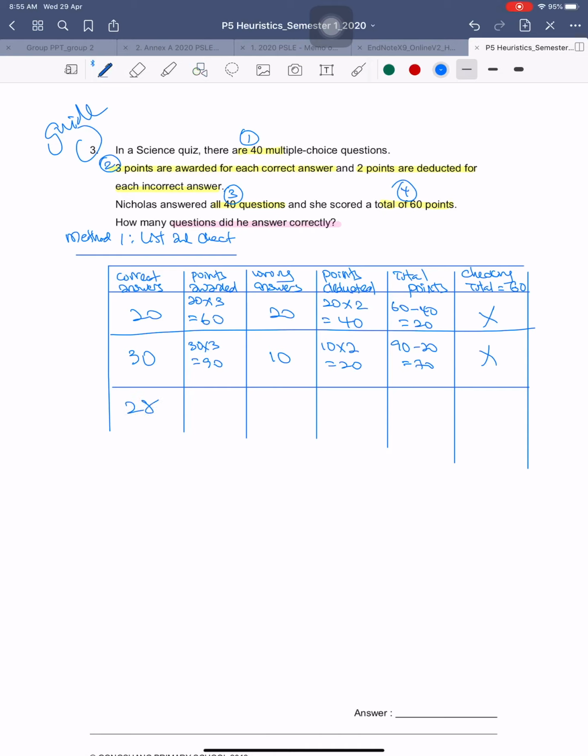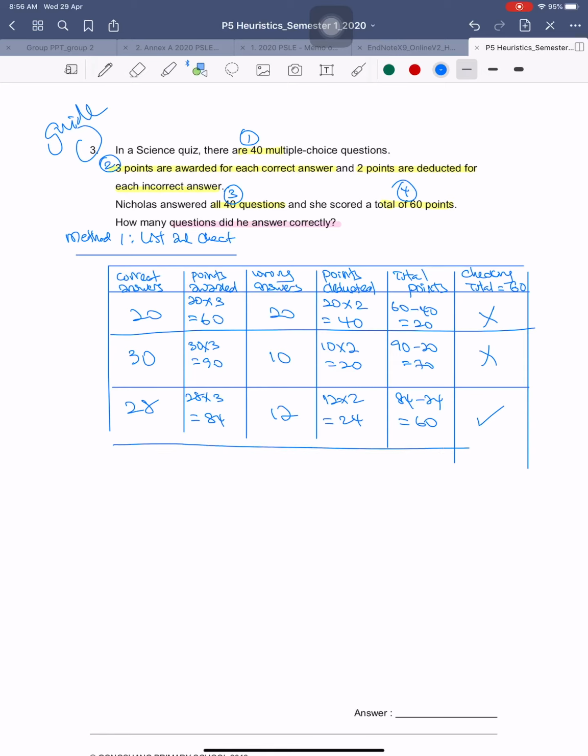So now I decrease 28. If he has answered 28 questions correctly, that means he has answered 12 questions wrongly. Total must always be 40. Alright, condition number 3. So 28, each correct answer is 3 marks. So 28 times 3, 84. 12 times 2, deducted 24 marks. So 84 minus 24, 60. Yes, so that's our answer.